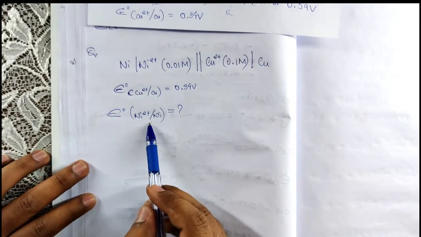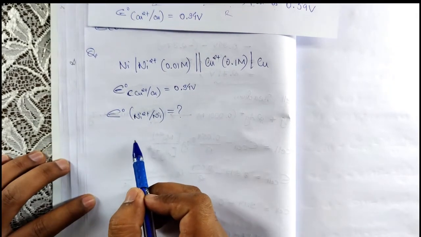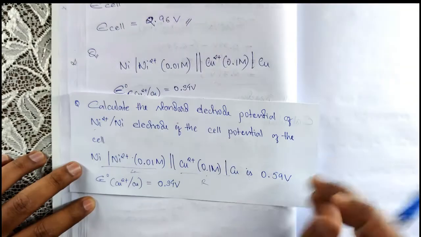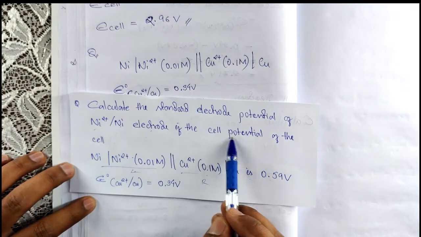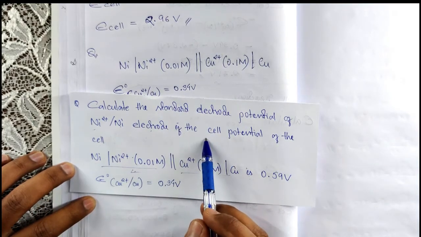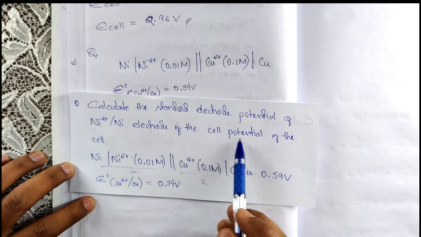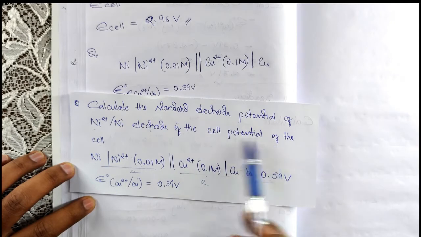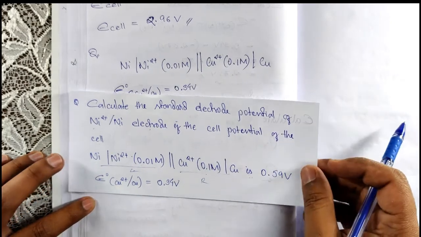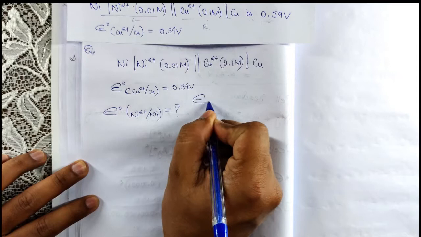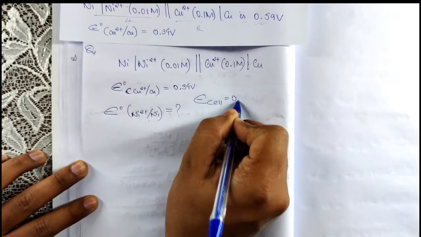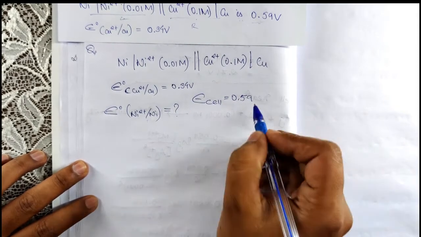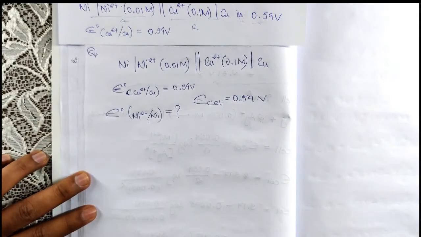So in order to calculate this one, what do you need? You need E naught cell. If you don't have E naught cell, you cannot calculate this one. If you look out here, the cell potential of the cell doesn't mention standard. So if the cell potential of the cell is 0.59, that means E cell is equal to 0.59 volt. So these are all the givens.